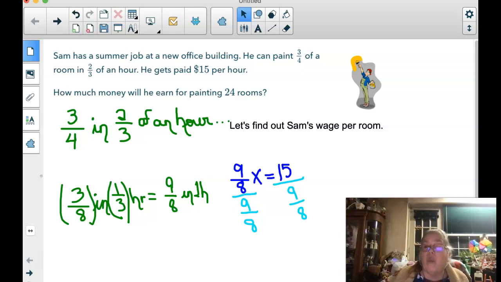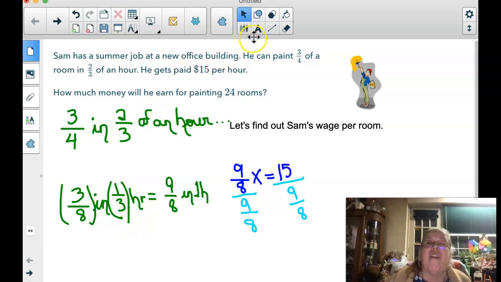We have to find out his wage per room. We know per hour, but we have to find out per room. So watch this. He gets 3/4 of a room done in 2/3 of an hour. That's not something easy for me to really multiply out. I mean, it's okay, but what I want to do is find what he gets in 1/3 of an hour. Okay, so I'm going to cut this in half. Now, did you guys know that 3/4 times 1/2 is actually 3/8? So he does 3/8 of a room in 1/3 of an hour.